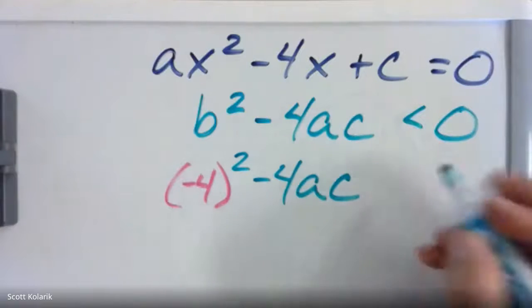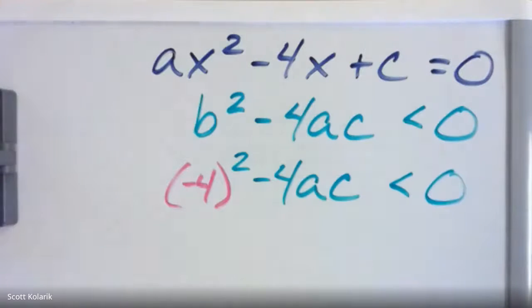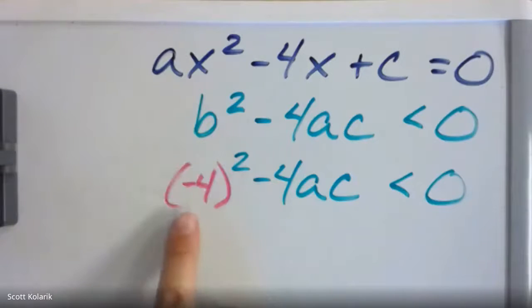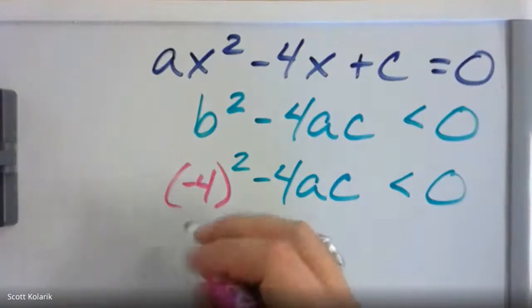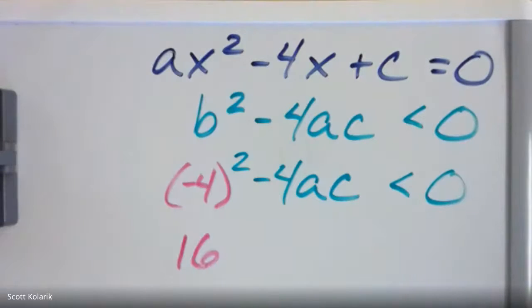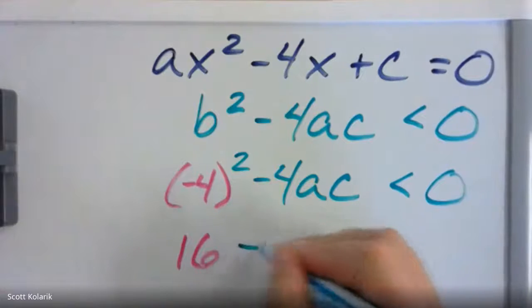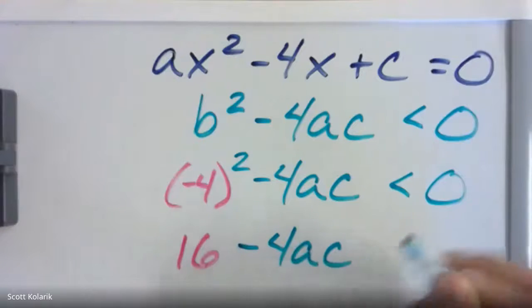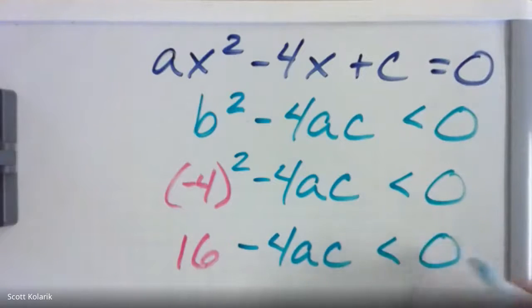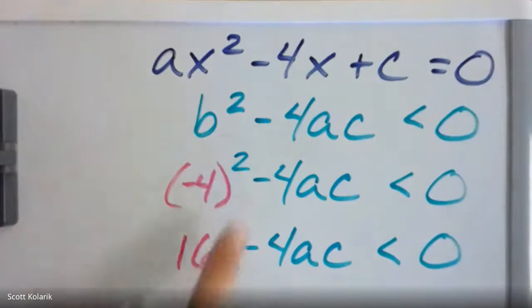C is just c here. I just know that this has to be less than 0, or negative. Well, I can simplify this a little bit further. -4 squared is -4 times -4, or +16. I'm still subtracting this unknown piece, -4ac, and this has to be less than 0. Okay, so I've simplified it a little bit, but I still have this.